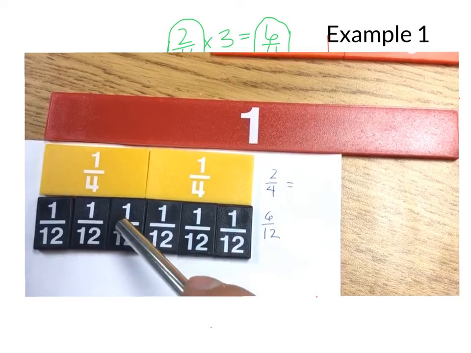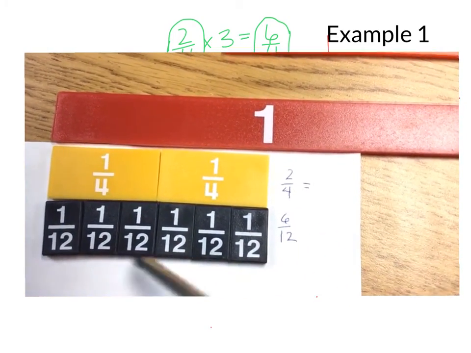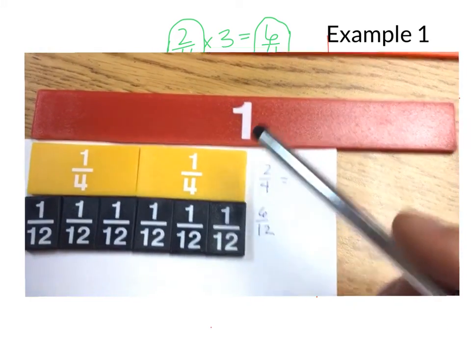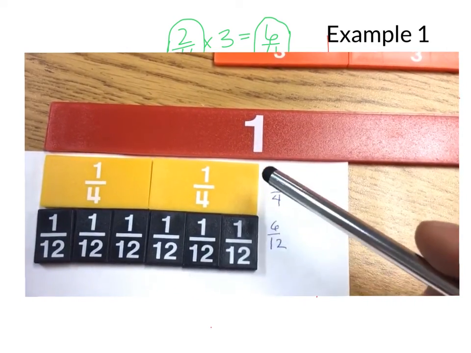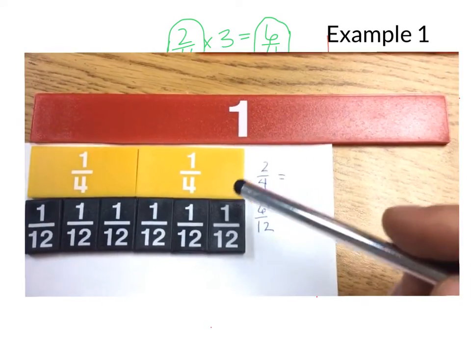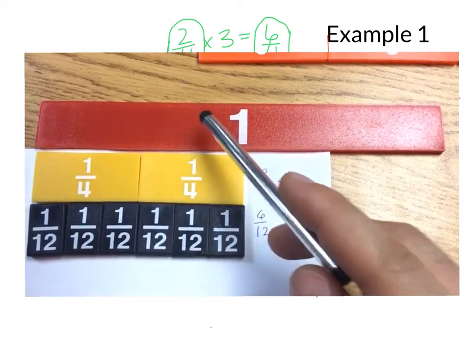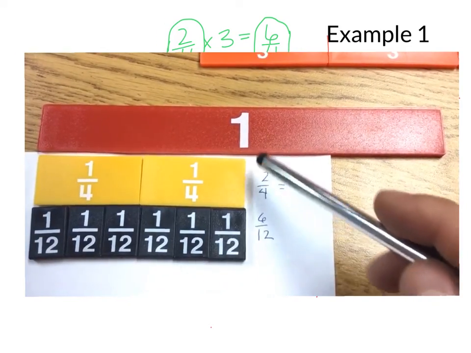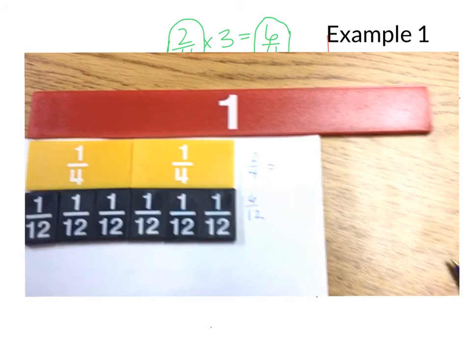6/12 is 1, 2, 3, 4, 5, 6. 6/12. And see how they're exactly the same size. They're an equivalent fraction, or equivalent part of one whole. We talked about the meaning of fractions yesterday, and it means part. So they are the same size as one. If you split one pizza into 12 slices and you had 6 of them, it'd be the same as if you split one pizza into 4 slices and you had 2 of them.